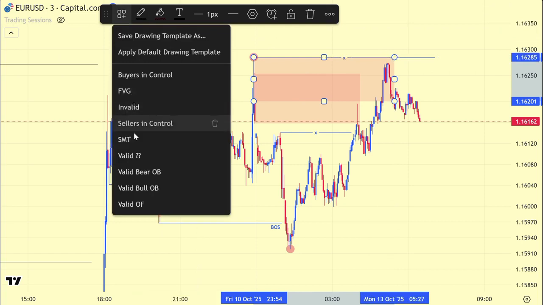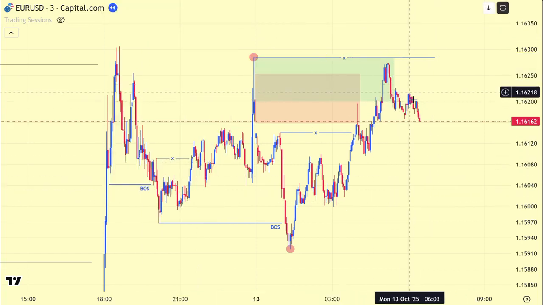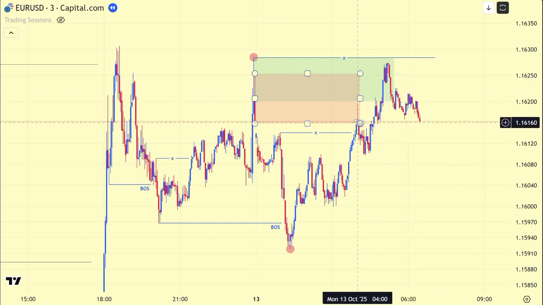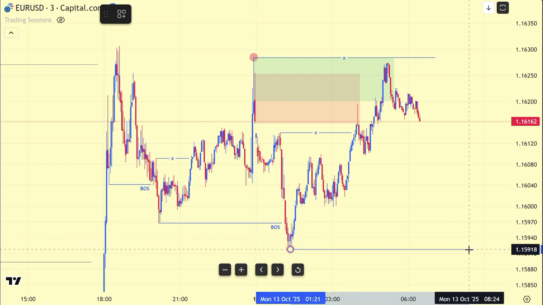So I'll use the color green to signify a rejection block. Yep, exactly right there. That's the rejection block. So price mitigated the extreme. As you can see, it mitigated the extreme OB and gave some reaction. All right, let me input this color in here.